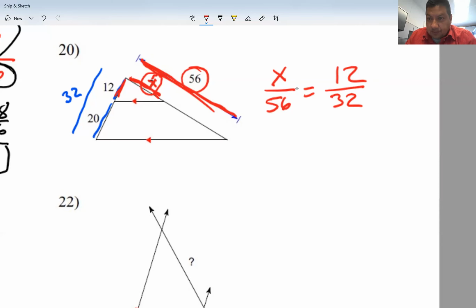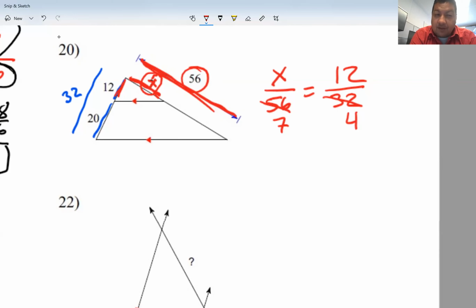I could cross multiply, but in this case, I am actually going to simplify. I don't want to deal with such big numbers. I could simplify top and bottom, 12 with 32, probably by 4, or I can simplify sideways. When I say sideways, I'm looking at the 56 with the 32. I can simplify sideways, and that's exactly what I'm going to do. Let me divide each by 8. Right, 56 and 32, let me divide each by 8. So 56 becomes 7, and 32 becomes 4.